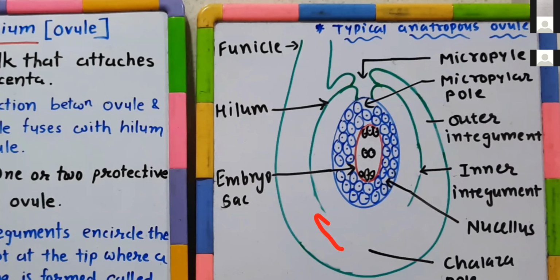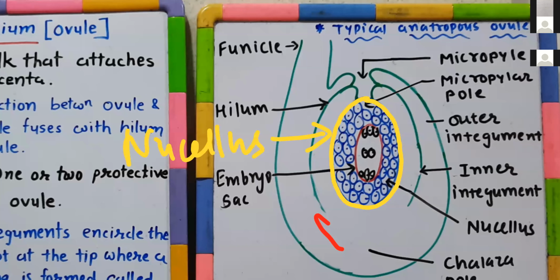Within the integuments, this diploid cell mass that is encircled is termed as nucellus. You must get familiarized with this term nucellus. If somebody asks you what is the nucellus, your answer should be like this: in an ovule or a megasporangium, the cell mass that remains encircled by the integuments is termed as nucellus.